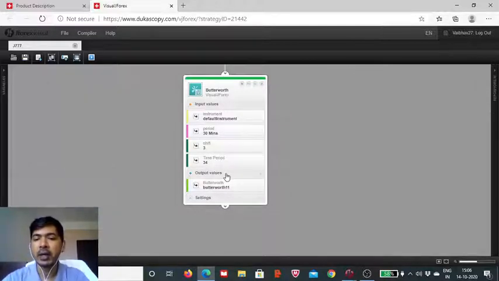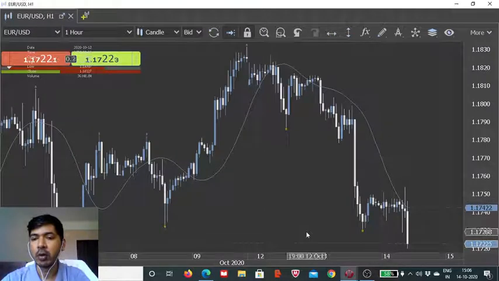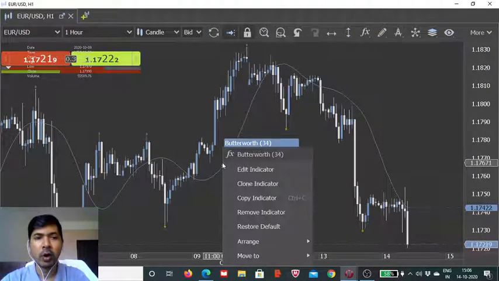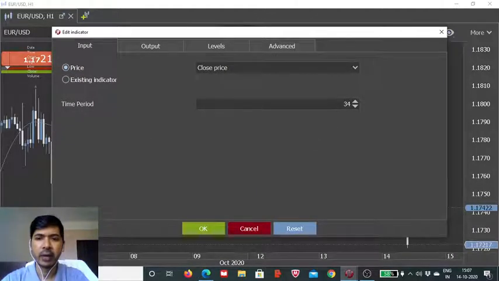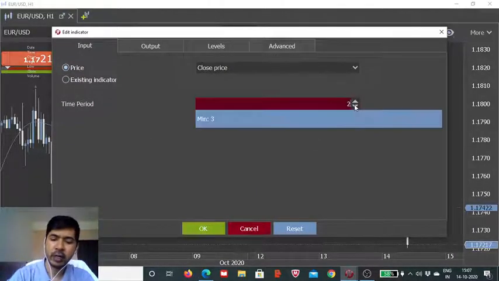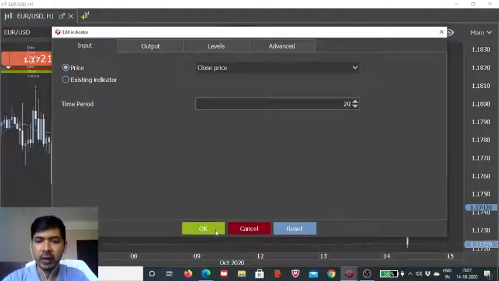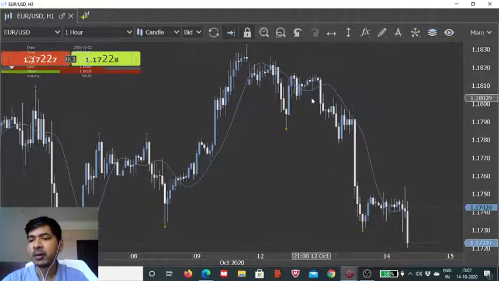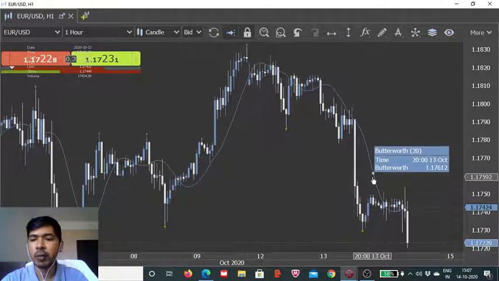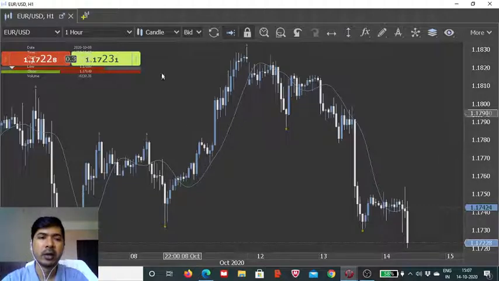Then, how many candlesticks' price moves do you want to take into consideration while calculating the Butterworth? The default setup is 34, but you can always change it as per your requirement. Suppose we want to change it, we can do that. We can reduce it or increase it. Suppose we make it 20, then the 20-period Butterworth filter plotting will look something like this.